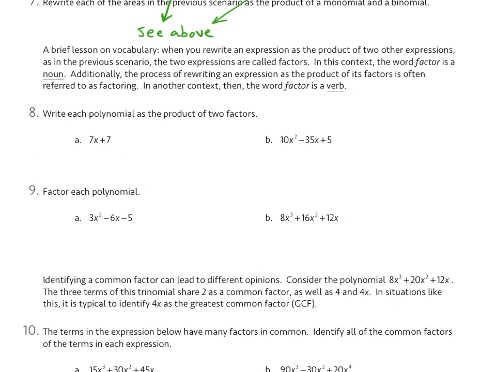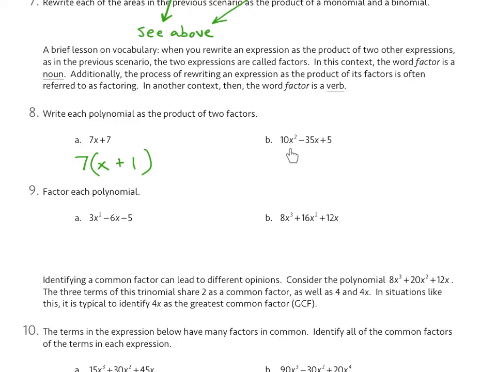8. Write each polynomial as the product of two factors. A, 7x plus 7. You can see that both terms have a common factor of 7, so I will write that first. And then in parentheses, I will write the expression that can be multiplied by 7 to equal 7x plus 7. 7 times what equals 7x? That would be 7 times x. 7 times what equals 7? That would just be 1. So plus 1. These are two factors multiplied together, so that is a product of two factors.